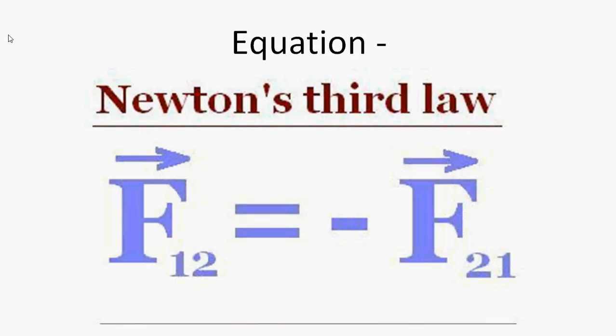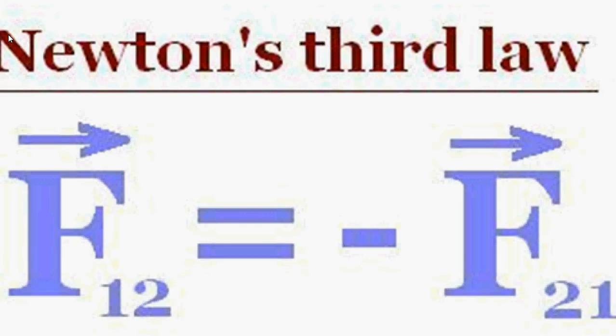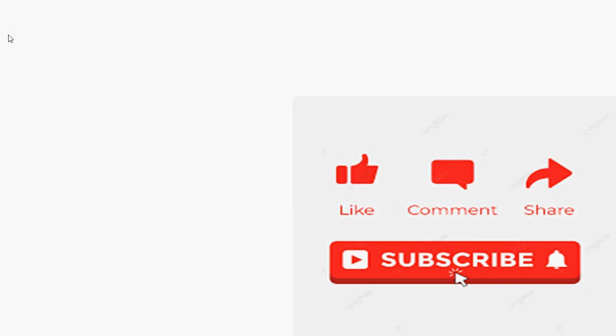So this is the equation for Newton's third law. Here we see that suppose we have two objects, 1 and 2. We see that the force exerted by the first object on the second object is equal to the negative of the force exerted by the second object on the first object. This negative sign indicates that though the magnitude is the same, the direction of force is opposite. So this was the brief about Newton's three laws of motion.